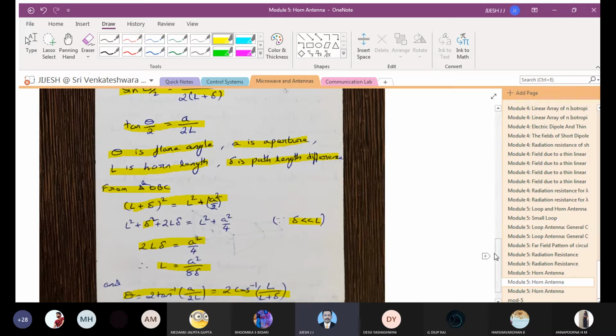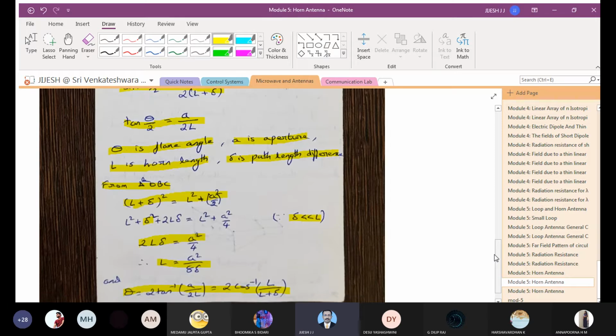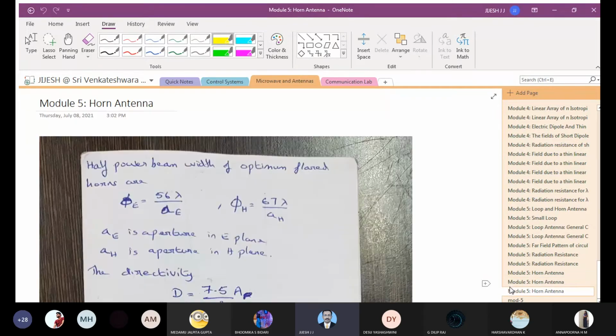Have you completed? Is that over? So you can make a note of these equations. Is that over? Yes, sir. Okay. So we got theta here. Now we will continue with that.